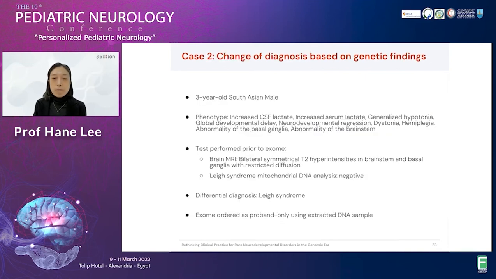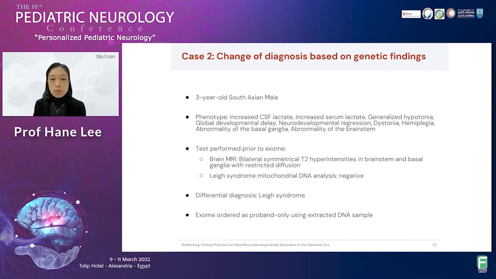Now, the second case. Case number 2 was a 3-year-old South Asian male. Phenotype included global developmental delay with regression, hypotonia, and dystonia, increased lactate level, and abnormal brain imaging finding on MRI. The only genetic testing done prior to Exome was sequencing for Leigh syndrome variants on the mitochondrial genome, which came back negative. The reason this test was done was because Leigh syndrome was on the differential.